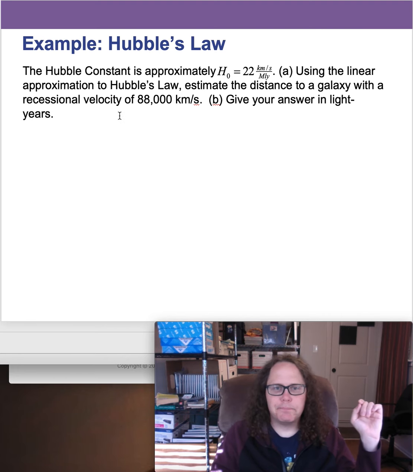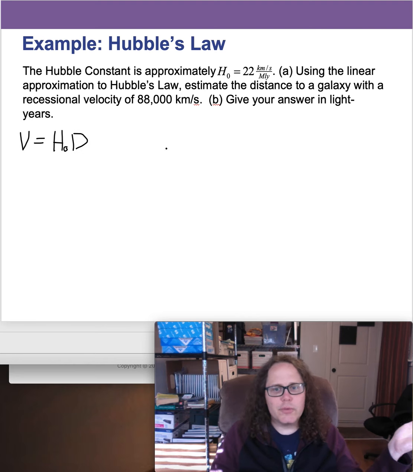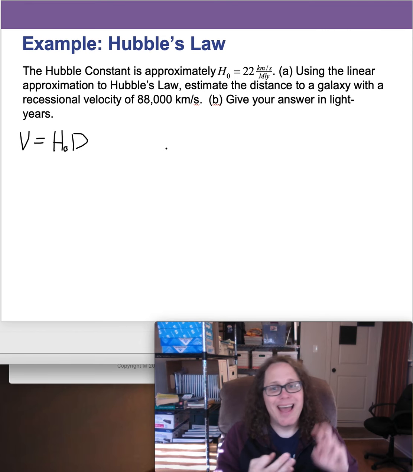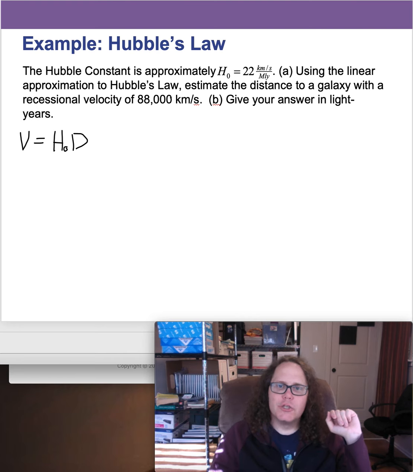Well, let's do that. We start by just writing down Hubble's law. V equals H naught D. Now, this is algebra. We always ask ourselves the same 4 questions. What am I solving for? What's cluttering it up? How is it attached? And how do I get rid of it? So what am I solving for? It says estimate the distance. So we're solving for D.